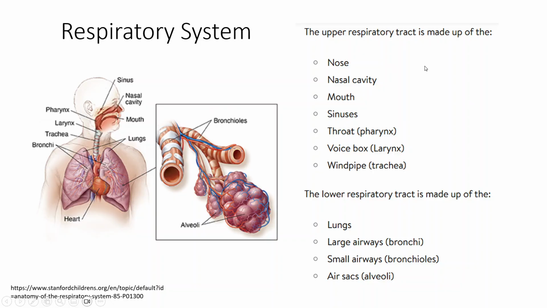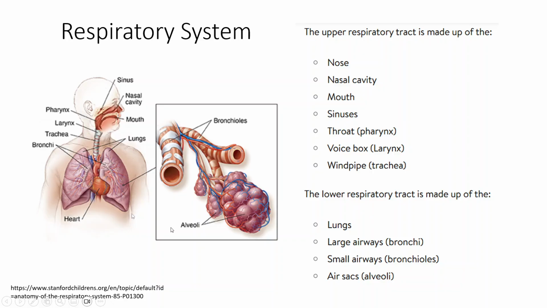So we have the upper and lower respiratory tracts that facilitate the movement of air from outside to inside. We start by taking in air from the nose, the nasal cavity, or the mouth, right? It even moves into the sinuses as well, and it moves through the throat and via the windpipe. We have the larynx on the way that, of course, allows us to make sounds because of the vibrating vocal cords. Then the air moves from the trachea, which is the windpipe, into the lower respiratory tract.